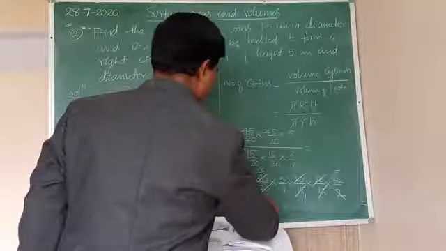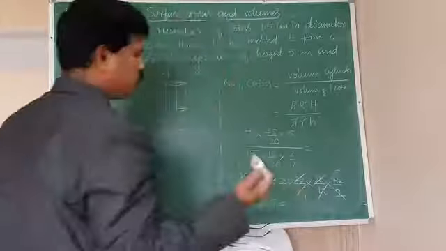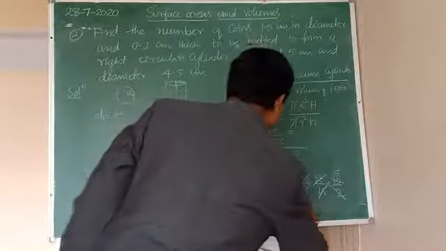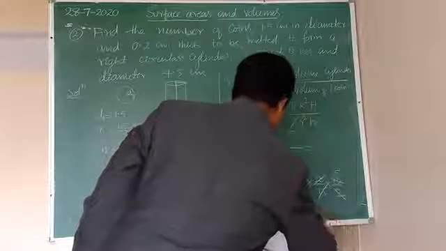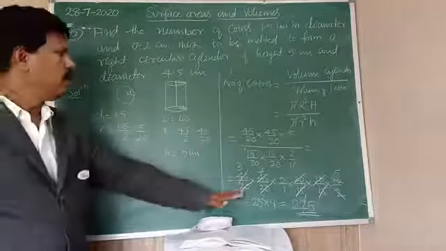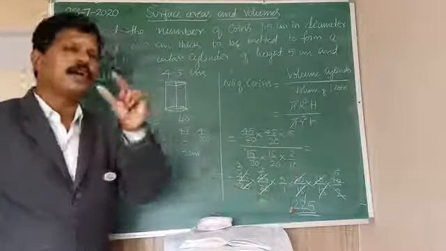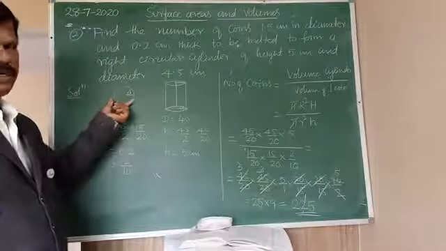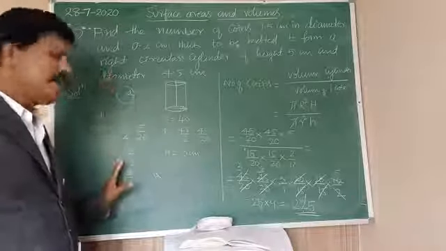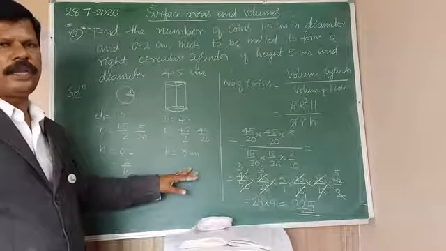5 5s are 25, into 9. 25 into 9 is 25 4s are 100, 25 8s are 200, so 225. 225 coins are required to make this cylinder. We should melt 225 coins of this dimension. If you melt 225 coins of this dimension, you can recast them into a cylinder of this dimension.